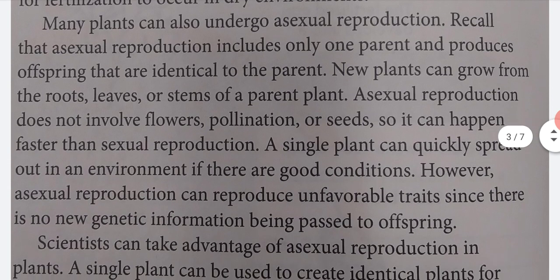Many plants can also undergo asexual reproduction. Recall that asexual reproduction includes only one parent and produces offspring that are identical to the parent. New plants can grow from the roots, leaves, or stems of a parent plant. Asexual reproduction does not involve flowers, pollination, or seeds, so it can happen faster than sexual reproduction.